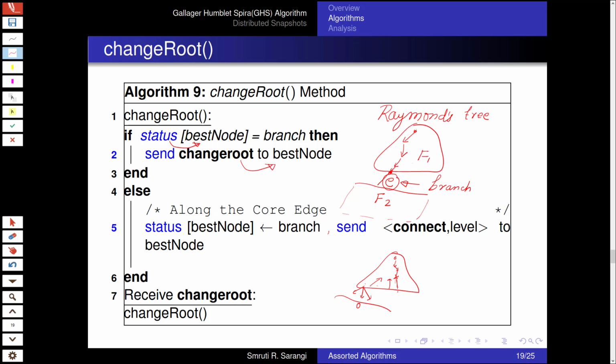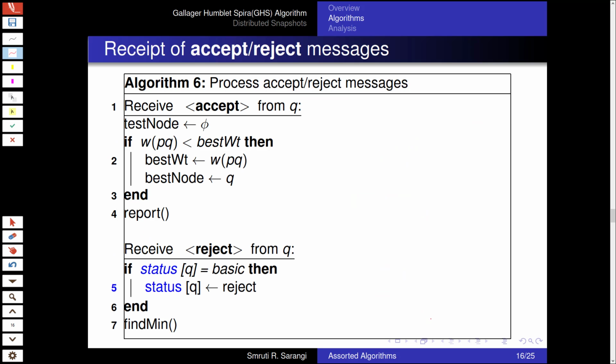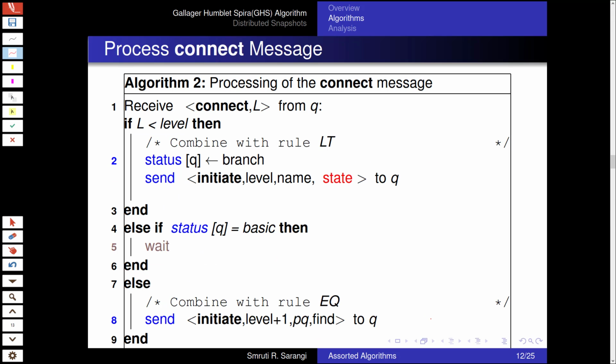So let's say this edge over here was found to be the minimum. So then we set the status of this edge to be branch. And then we send a connect message, where the connect message will again take us back to algorithm 2. What was happening in algorithm 2? We were processing the connect message. And there, of course, if we found the LT condition, we connected immediately.